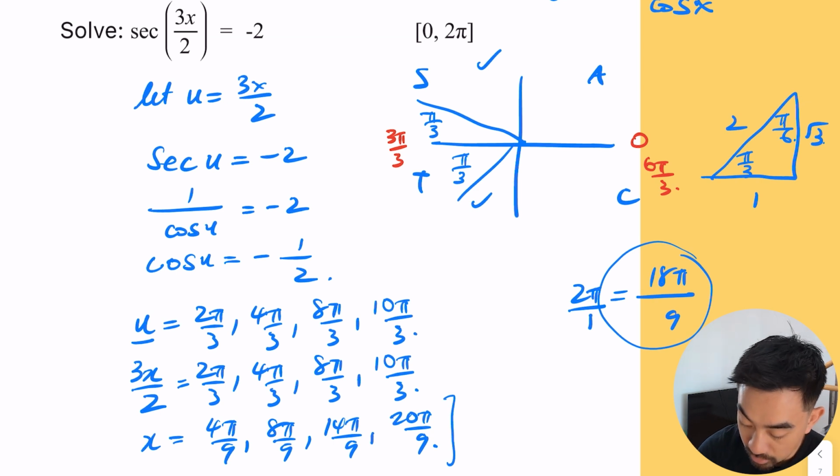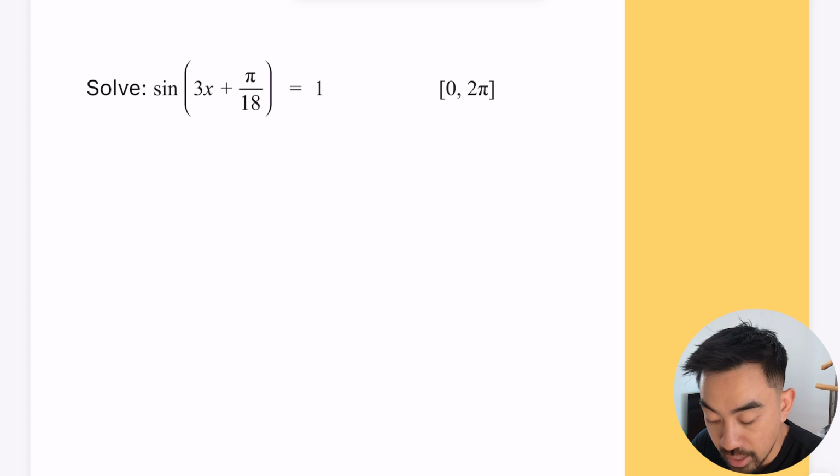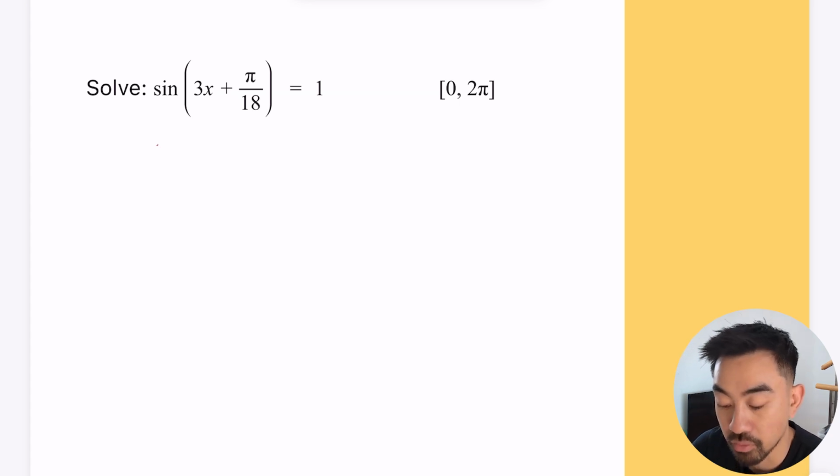So here I need to cross out that 20 pi on 9. I need to get rid of that. That is done. All right, so this is the last one here. A bit of a tricky one. Sine of 3x plus pi on 18 equals negative 1.